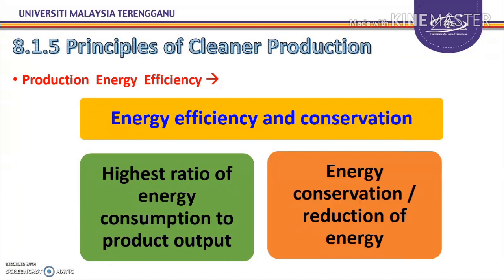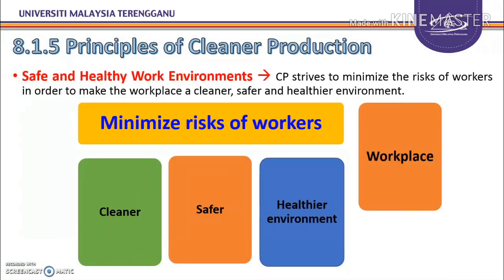Okay, for production energy efficiency, CP requires energy efficiency and conservation. Among the efforts that can be done are the highest ratio of product output to energy consumption, and energy conservation or reduction of energy. Okay, what about a safe and healthy work environment? CP strives to minimize the risk to workers in order to make the workplace a cleaner, safer and healthier environment.